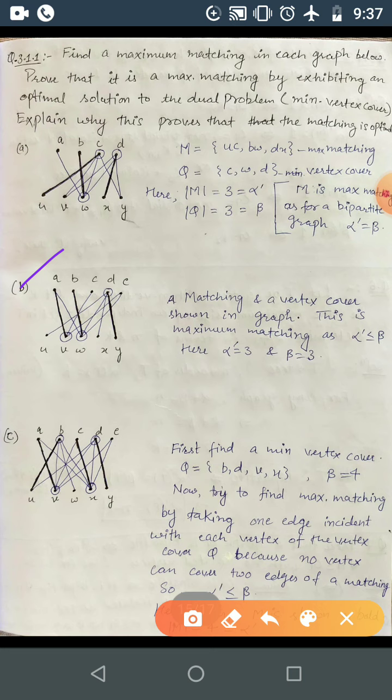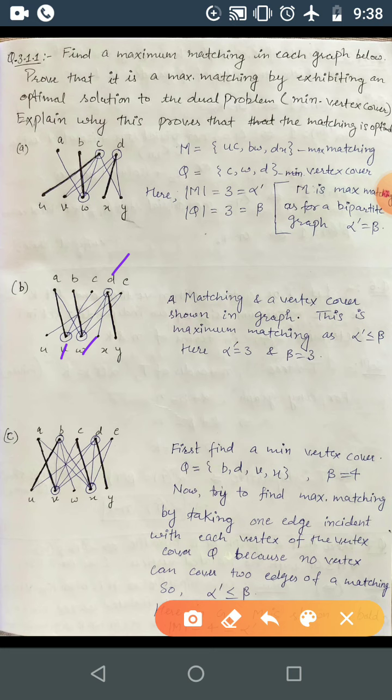the second part. You can first take out the minimum vertex cover. Okay, that covers all the edges. So D I will be taking, then W, then V, and these cover all the edges. So D covers DU, this one, and this one, and this is covered by these two, and the rest are covered by B. So here the minimum vertex cover is D, V, W.